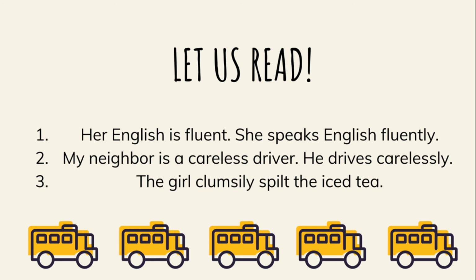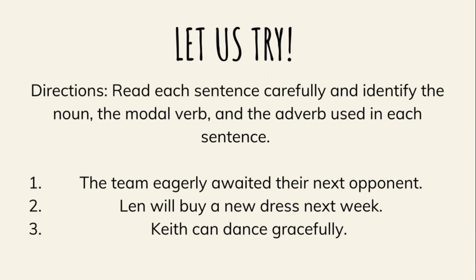For the first sentence, our adverb is fluently. It describes how she speaks English. Next, my neighbor is a careless driver. He drives carelessly. Our adverb is carelessly. Then lastly, the girl clumsily spilled the iced tea. Our adverb is clumsily. Since we are done discussing adverb, modal verb, and noun, let us try this practice.